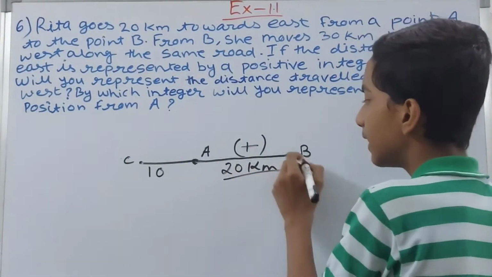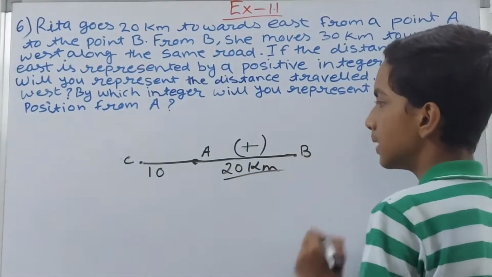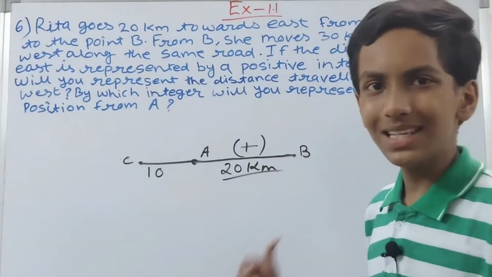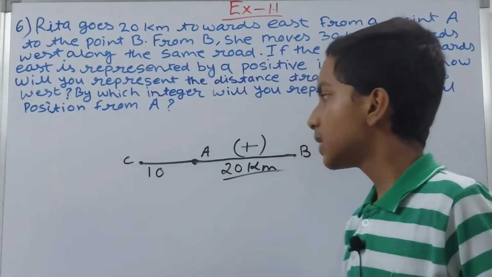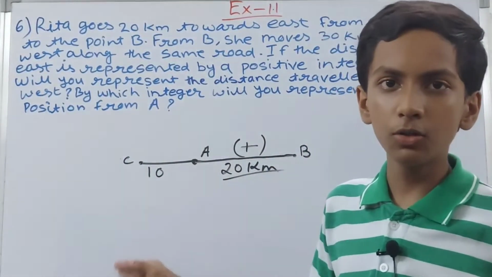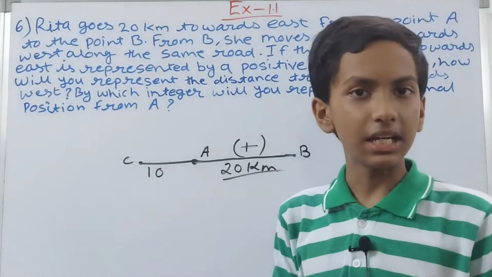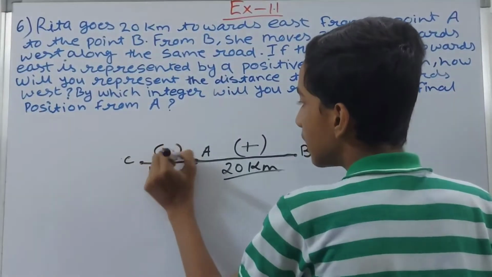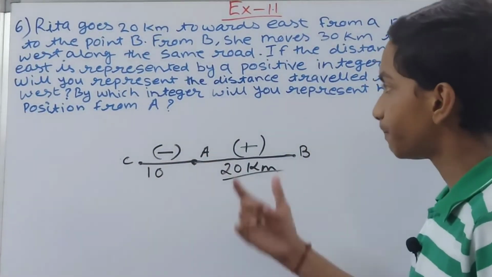So you can see that if B is here and C is here, both are in opposite directions. B is in east, C is in west, totally opposite, right? Whenever it is opposite of something, I have told you, opposite of positive is negative. Alright, so for the western side we will use the negative integers to represent it.